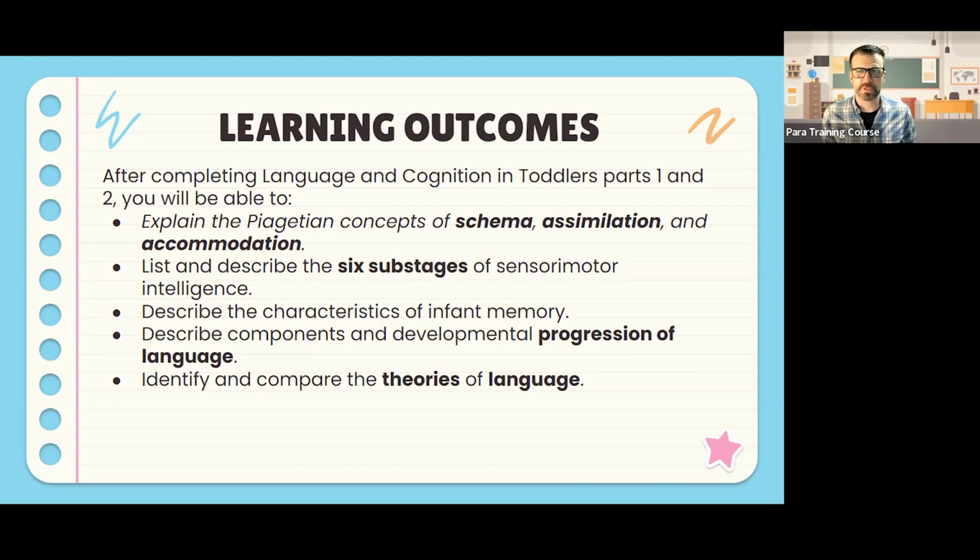After completing language and cognition in toddlers parts 1 and 2 and 3, you will be able to explain the Piagetian concepts of schema, assimilation, and accommodation. List and describe the 6 sub-stages of sensory motor intelligence. We're going to go through all those today. Describe the characteristics of infant memory. That's a big one. Describe components and developmental progression of language. And identify and compare the theories of language.